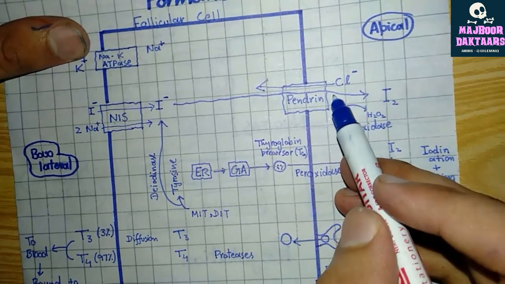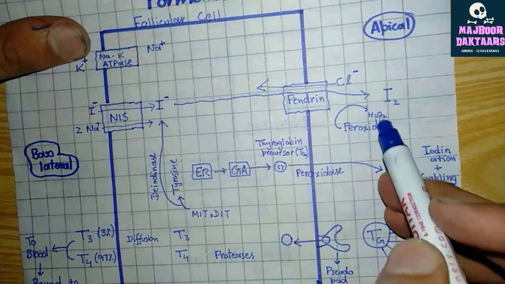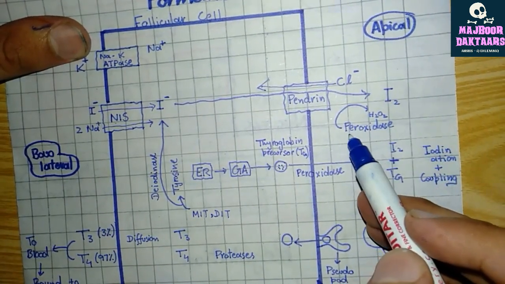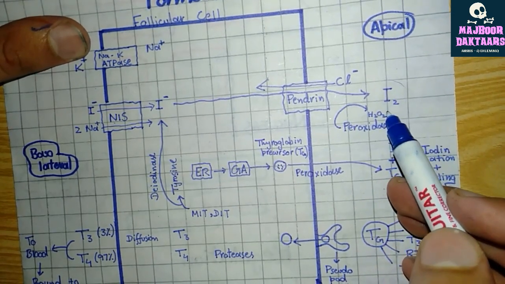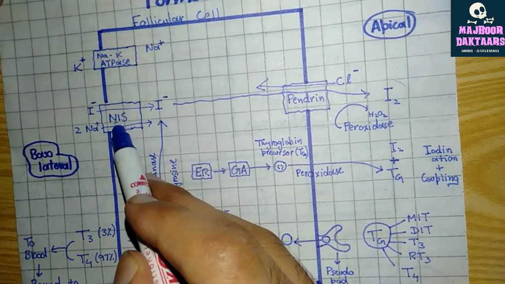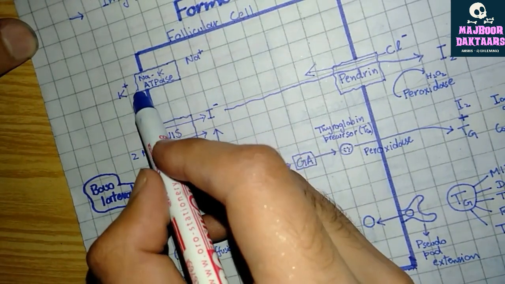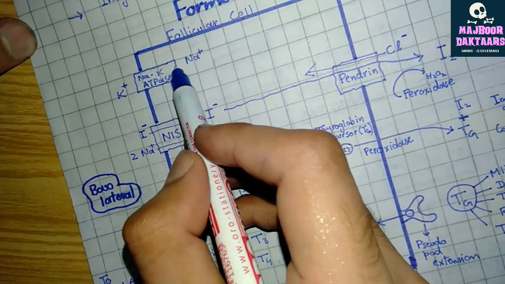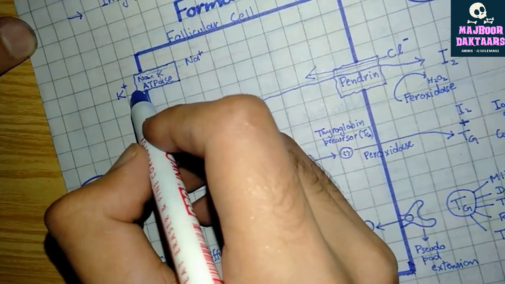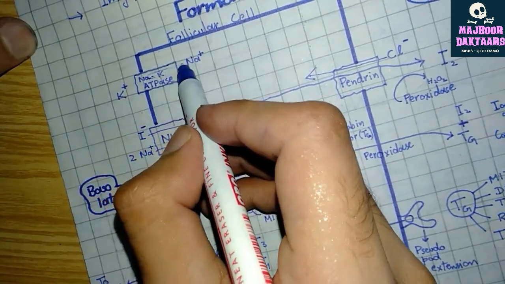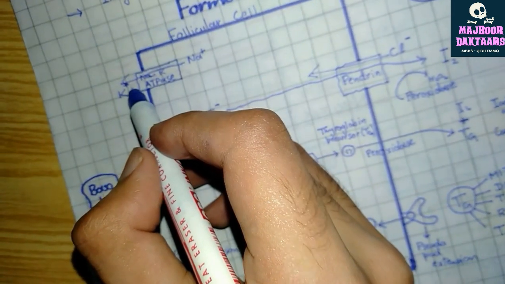So, as soon as the iodide, which is a negatively charged ion, enters the colloid, it is oxidized by an enzyme known as peroxidase into iodine molecule. Now, a question arises: how does the sodium iodide symporter get the energy? It gets the energy by the sodium potassium ATPase, which moves the sodium to the outside of the cell and the potassium ion to the inside of the cell.